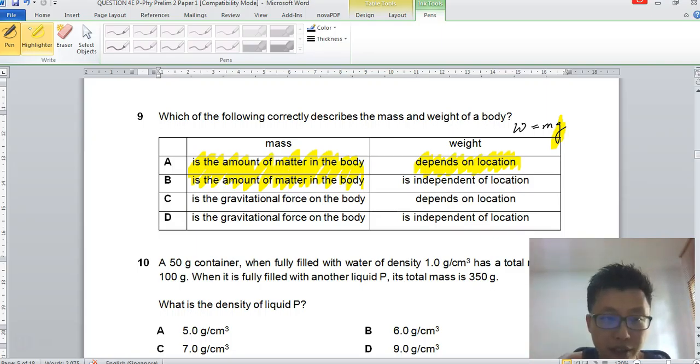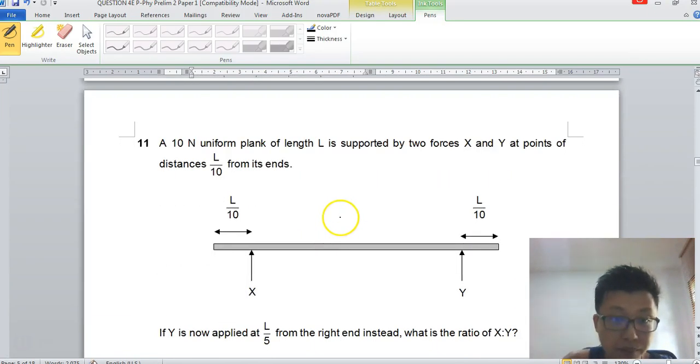But if you look at this question, I think it tests you specifically on this piece of content knowledge, that g depends on your height from the center of the earth, or if you go to the moon, the g also will be different. So therefore, the answer for question 9 is A. Now question 9 is done. Let's move to question 11.